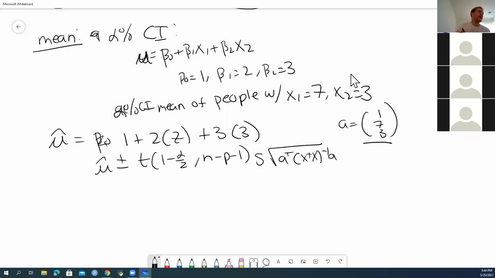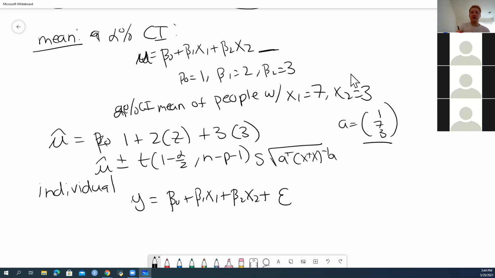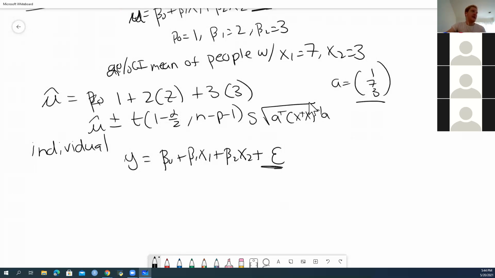And then for an individual estimate, the difference is that Y is equal to beta naught plus beta 1 x1 plus beta 2 x2 plus epsilon. Notice how here you don't have the epsilon, but for the true Y value, you have this epsilon. So your estimate of Y is going to have more variability. Again, you use the same A, and most of it is the same. The point estimate is still the same, right? Your best prediction is still the mean of those people with that value. It's mu hat plus or minus, and this is all the same.